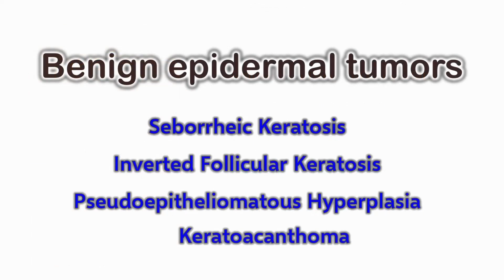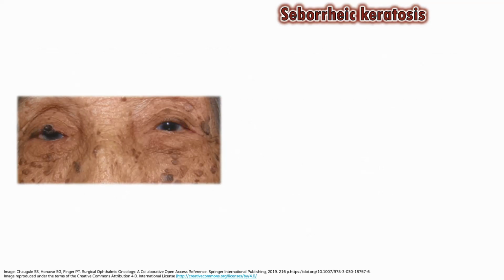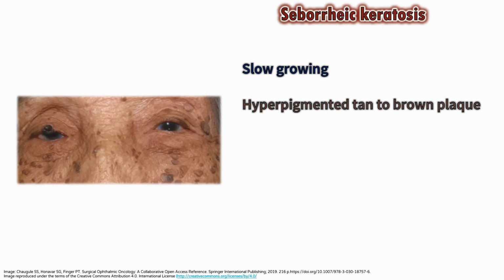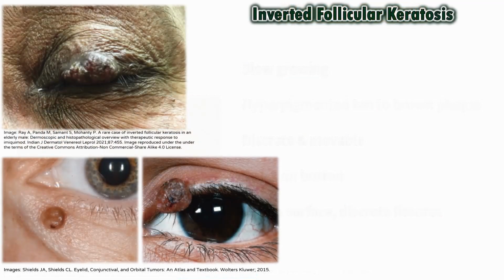Now, let's see about some less common conditions. We've already talked about keratoacanthoma, so we shall see about these first three. Seborrheic keratosis may occur as a single or as multiple lesions. The lesions are slow growing, appear as hyperpigmented tan to brown plaques that are discrete and movable and appear to be stuck on the skin like a button. The surface is rough with discrete fissures.